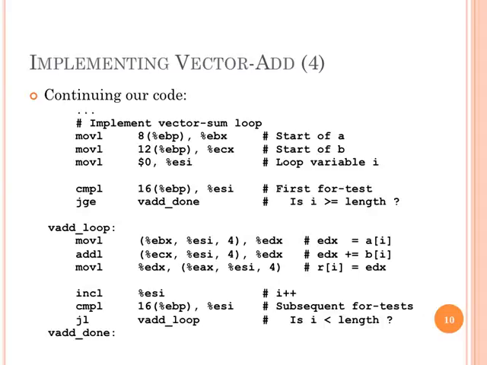Then we have inc ESI, and then we compare it to the length again. Remember, the length was 16(%ebp). And if we're still small enough, we're not up to length yet, we just jump back up to VAdd. Now, are there any questions about this code, except for the compare parts, because we'll talk about those next? Again, it's pretty straightforward.